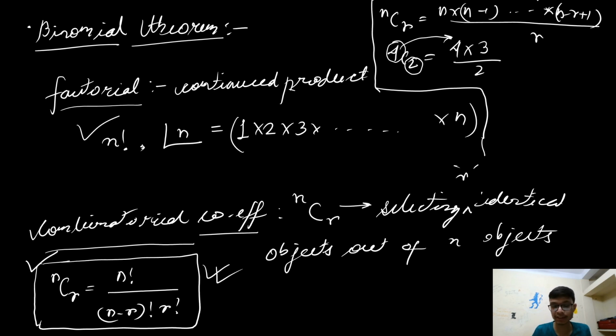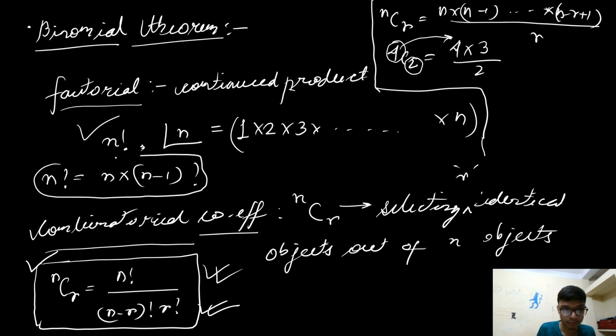This definition comes from the factorial expansion only. If you write the factorial n as n into n minus 1 and continue up to n minus r plus 1 into n minus r factorial, then the n minus r factorial cancels, because we know a simple relation, that is n factorial can be written as n into n minus 1 factorial. This is because n factorial starts from 1 into 2 into 3 and goes up to n. This product can also be written as n into n minus 1 and multiplied down to 1, until we reach 1.